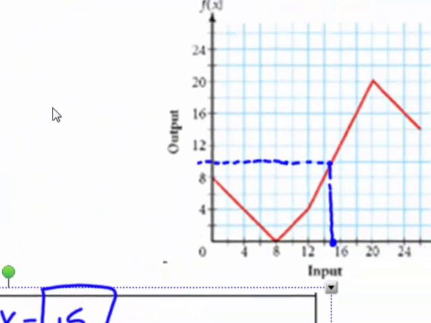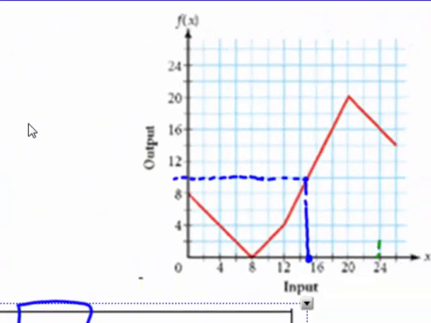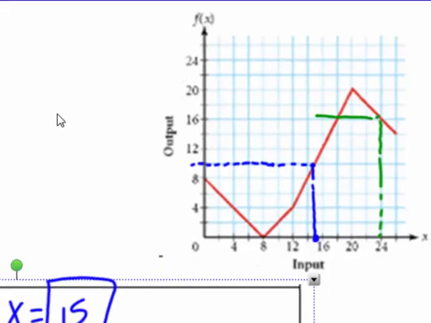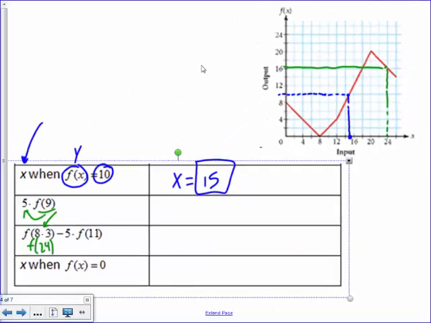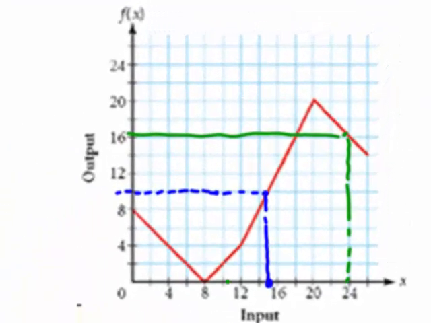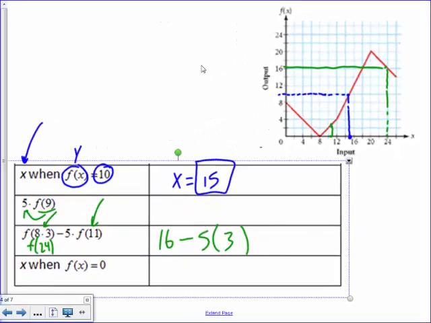The f of 24. So that's when x is 24. I go up, and that would be 16. So I got 16 minus, well, 5 times whatever the f of 11 is. So I have to find when x is 11, which is right here. We go up, that would be 3. And we would subtract. So 16 minus 15 equals 1.